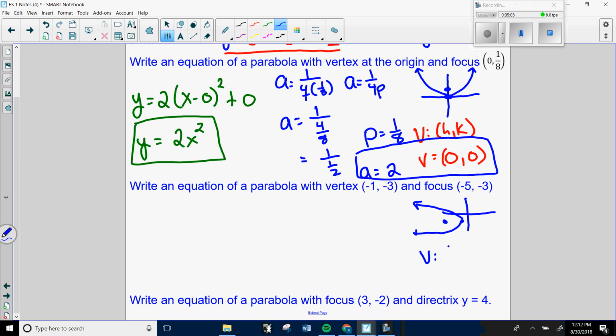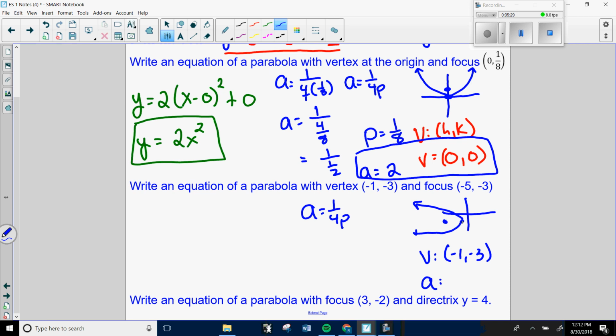Well, if that's the case, then I need to find the vertex. Well, the vertex was given to me, -1, -3. Okay, and I need to find the p-value so that I can figure out what my equation is, or my a value, excuse me, not p, my a value. That's what I've got to figure out to write the equation. In order to do that, I need the formula a equals 1 over 4p.